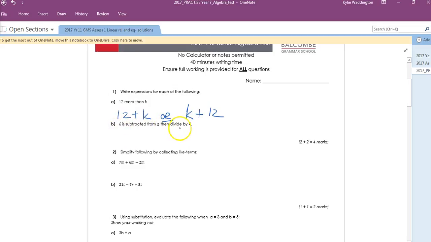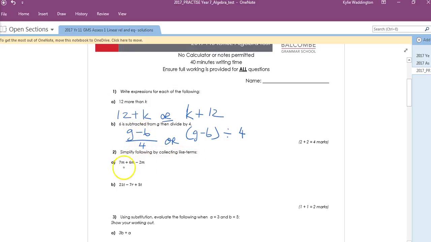6 is subtracted from g, then divided by 4. So g minus 6 divide by 4, or g minus 6 in brackets divide 4. This way is a better way of writing it, just because it's the way that you'll be writing it as you move through school.